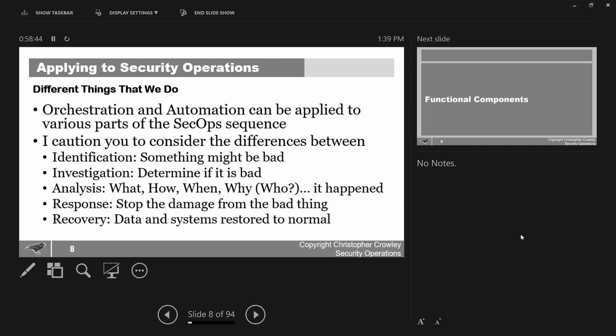We do response. While I'm spending time looking at something to determine if it is a problem, I also want to be doing other things so that the potential problem can't spread. And we talk about recovery. Now, recovery is an interesting thing. Recovery is the resumption of normal operations, and a lot of the time it really should be a responsibility of the business operations. Recovery entails a bunch of different stuff.